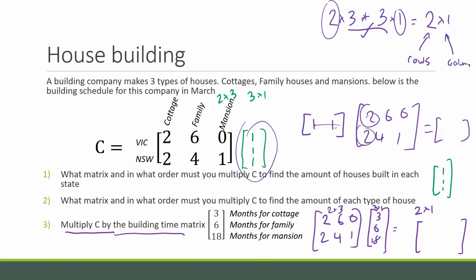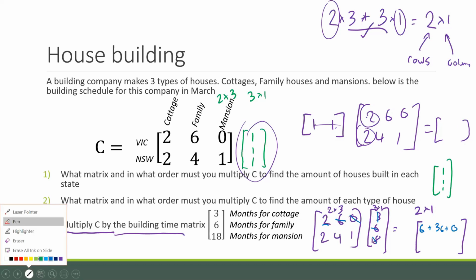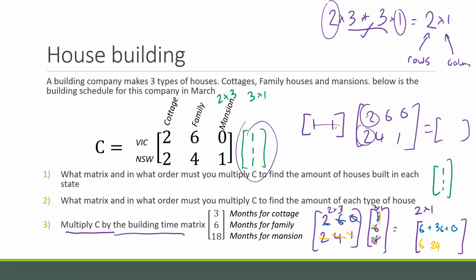So now if I do this multiplication, 2 times 3 is going to be 6, 6 times 6 is going to be 36, and 0 times 18 is going to be 0. And in the bottom, going in the same order, 2 times 3 is going to be 6, 4 times 6 is going to be 24, and 1 times 18 is going to be 18. Adding all those together will give us the final matrix, which I'm going to have to do over here because we went out of room.